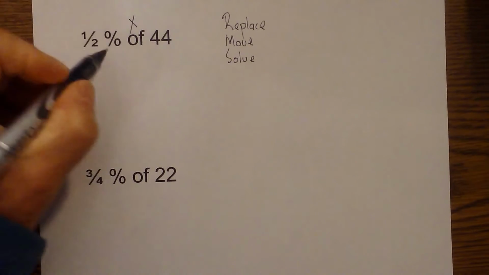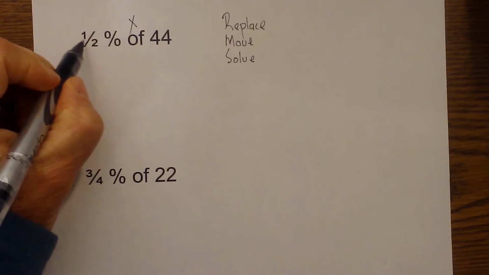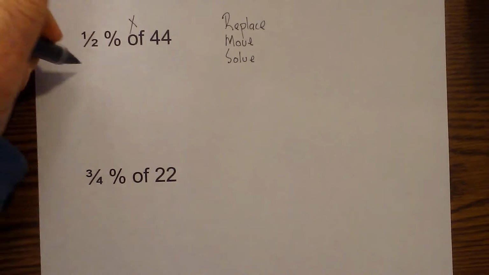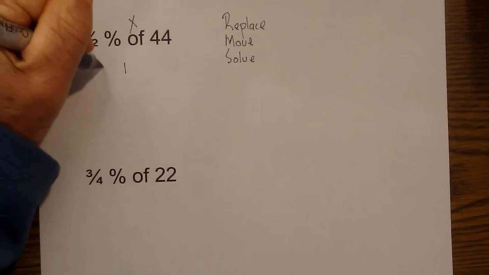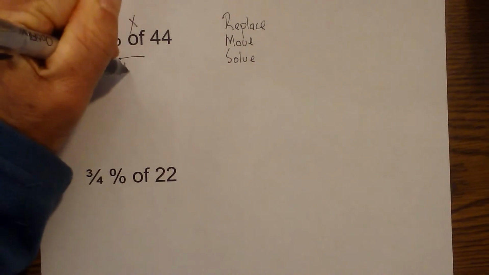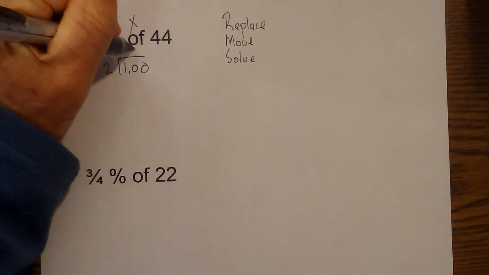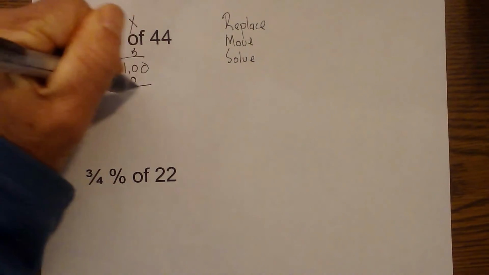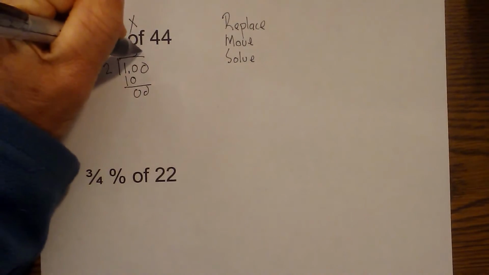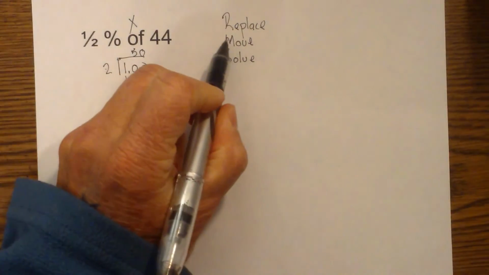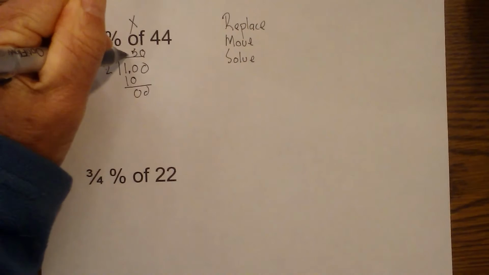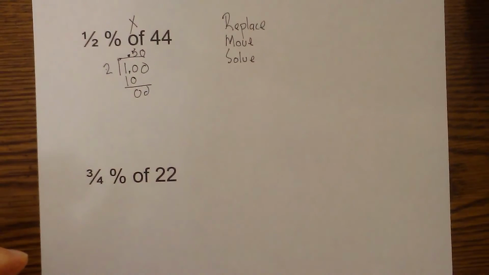Well, in order to replace the percent with a decimal, we need to convert 1/2 into a decimal. And I do that by dividing 1 divided by 2. Okay? And 2 goes into 10 5 times with 0 left over. So it is 5. The next thing is make sure you move the decimal up so that it's 0.5.